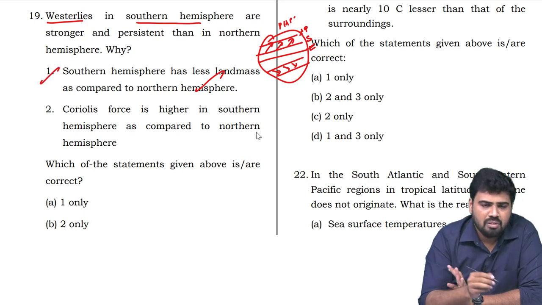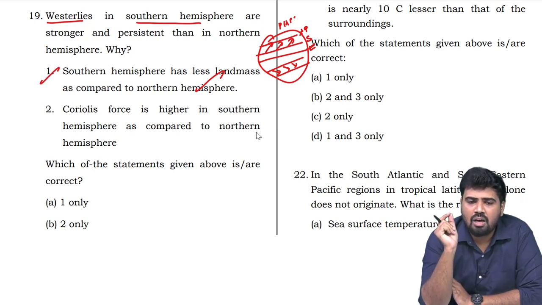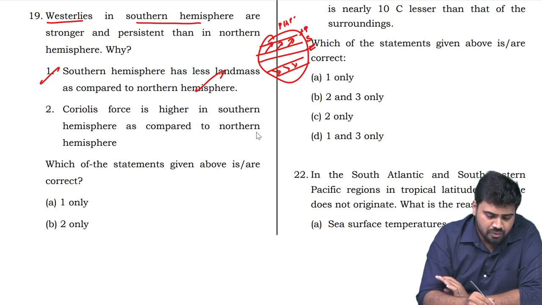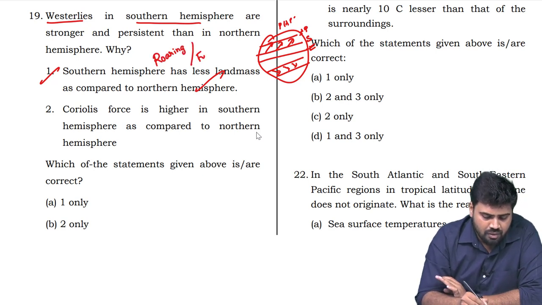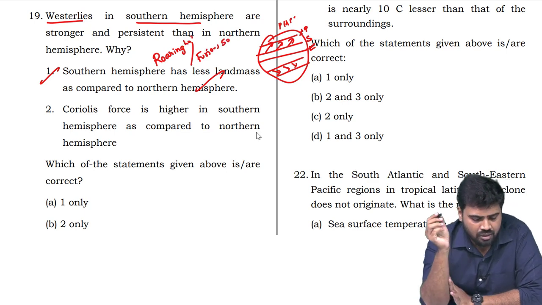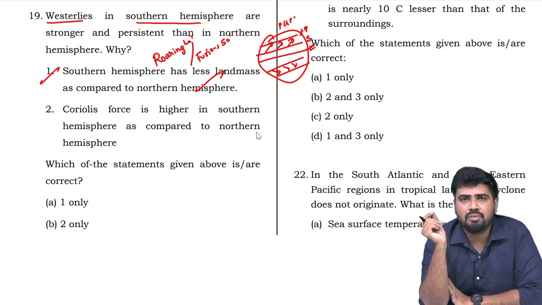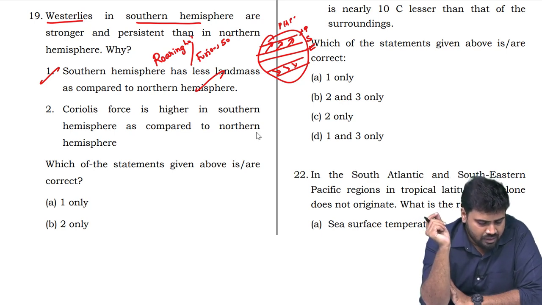That is why we refer to the westerlies in the southern hemisphere as the roaring forties and furious fifties, because of their wind speed. At 40 degree latitude and 50 degree latitude, the velocity of westerlies is really high. So the first statement is correct.